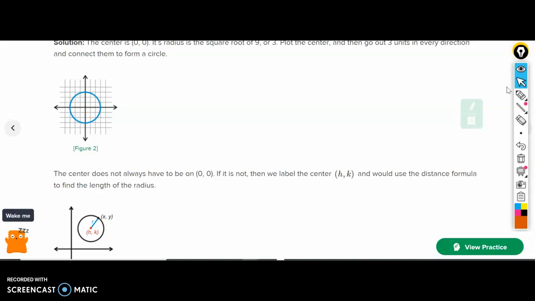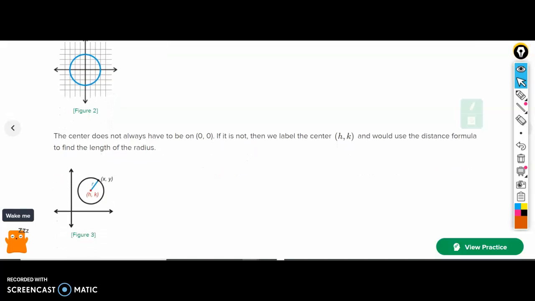Okay, so the center doesn't always have to be 0, 0. If not, then we label the center (h, k). So that differentiates it from (x, y) being the point on the circle. And then we would use the distance formula to find the radius. So you can see in our picture here that our circle is not at the origin. It's at some point (h, k) that represents our center point. (x, y) is still a point on the circle, and then we have our radius.